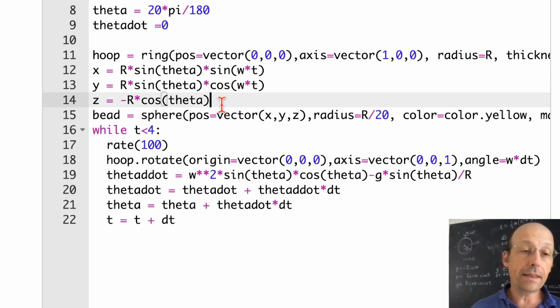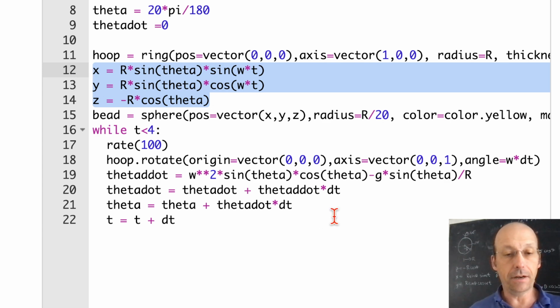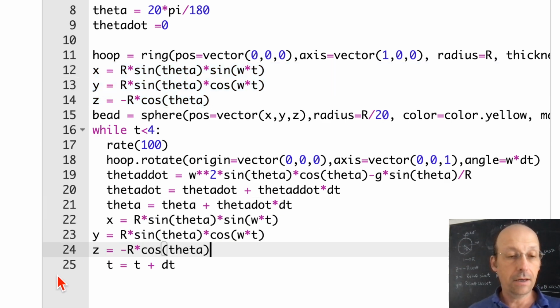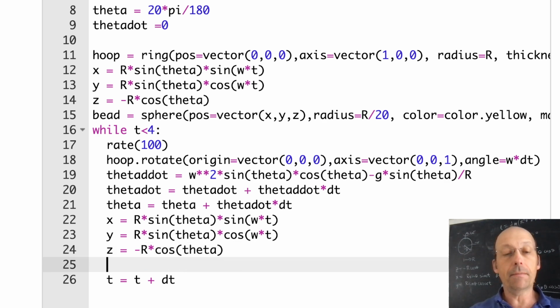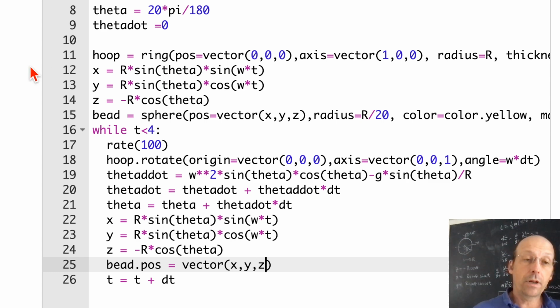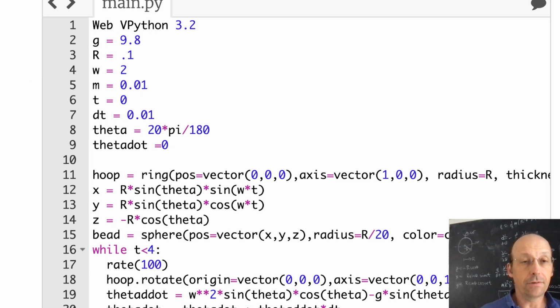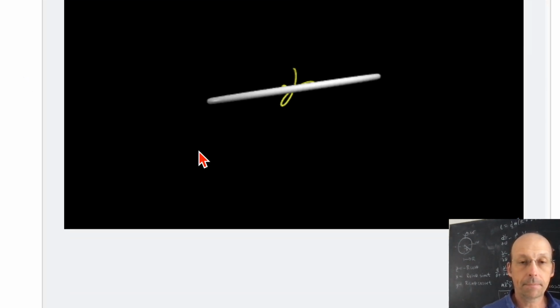Okay, now that theta's changed, I can copy this stuff and paste it right there. Now I can recalculate x, y, and z, and I can update my bead. Bead.pos equals vector x, y, z. I don't know. What do you think? Think it's going to work? You never know until you run it. See, that's not working.